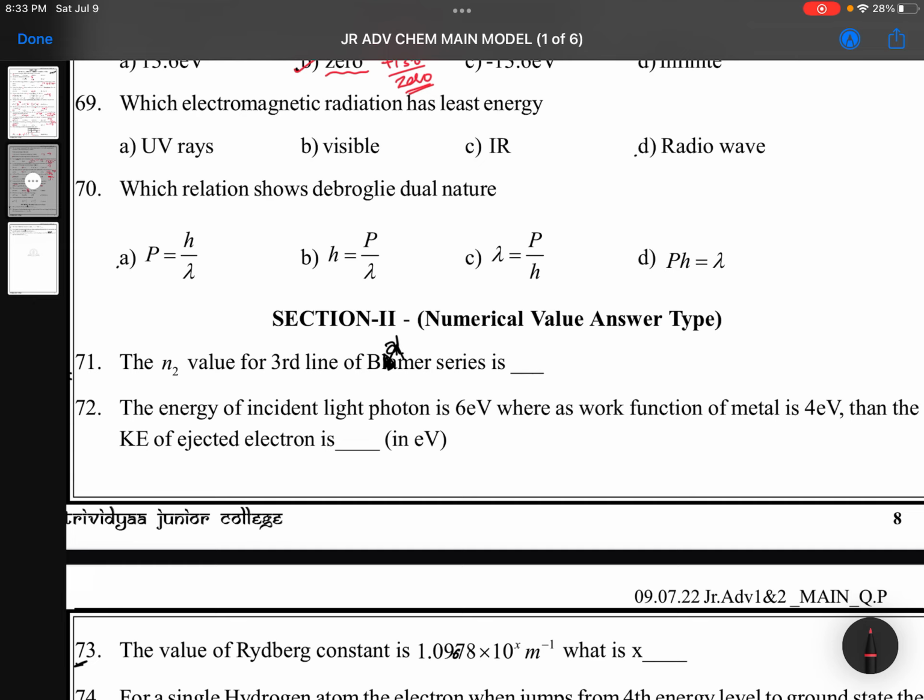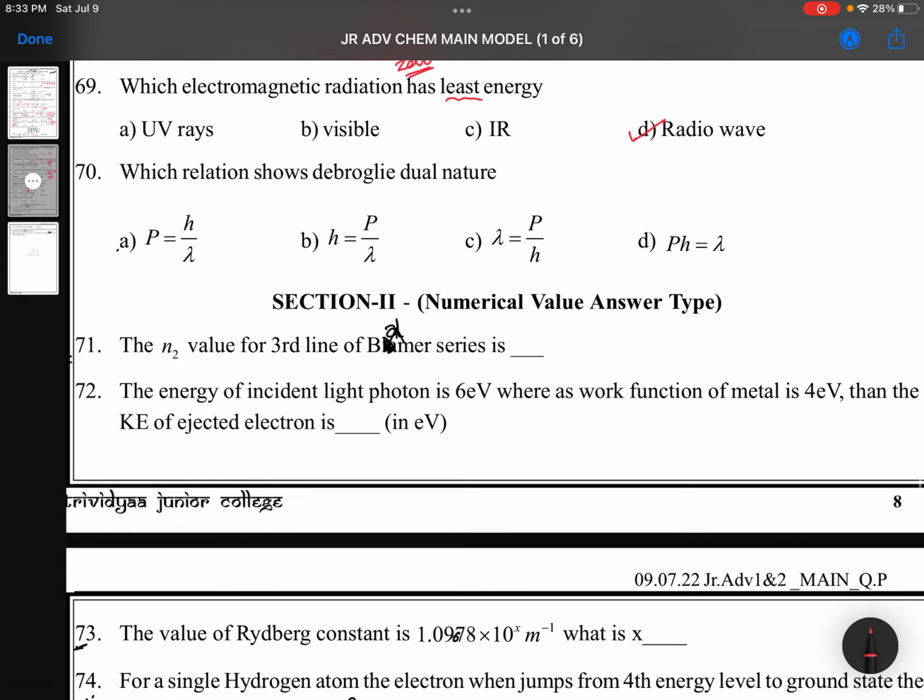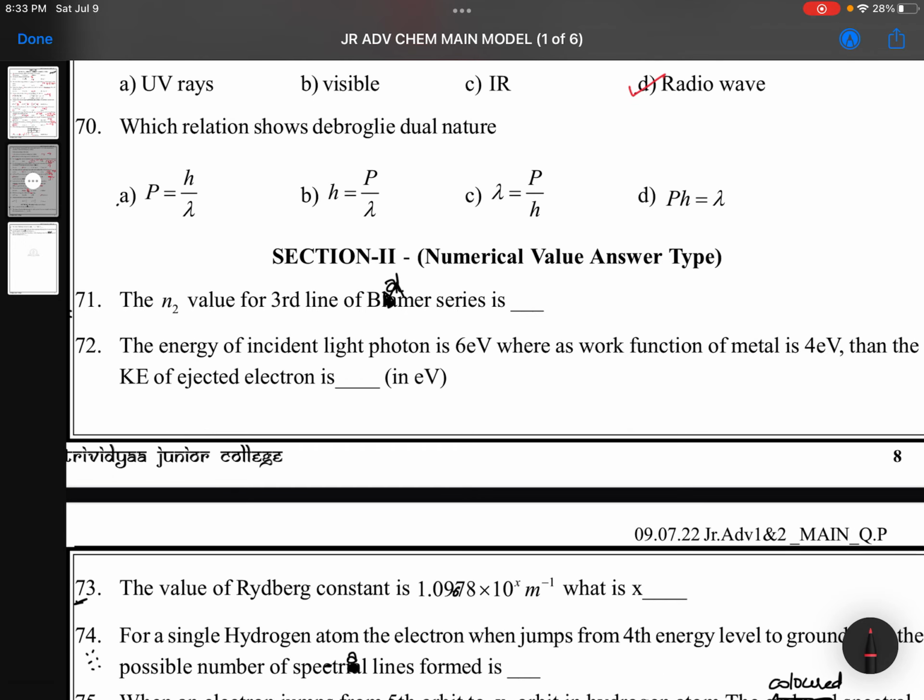Which electromagnetic radiation has least energy? Lowest energy is for radio waves. It is an electromagnetic spectrum based question: cosmic rays, UV rays, visible rays, then IR rays, like that, radio waves. Which relation shows de Broglie's concept? De Broglie's dual nature says that lambda is equal to h by p, or p is equal to h by lambda.